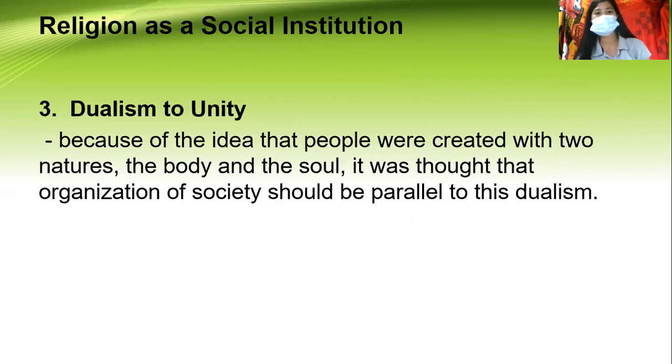So the third one is the dualism to unity. So because of the idea that people were created with two natures, the body and the soul, it was thought that organization of society should be parallel to dualism. Okay, so the needs of our body would be provided by the state, and the church would take care of the needs of the soul.